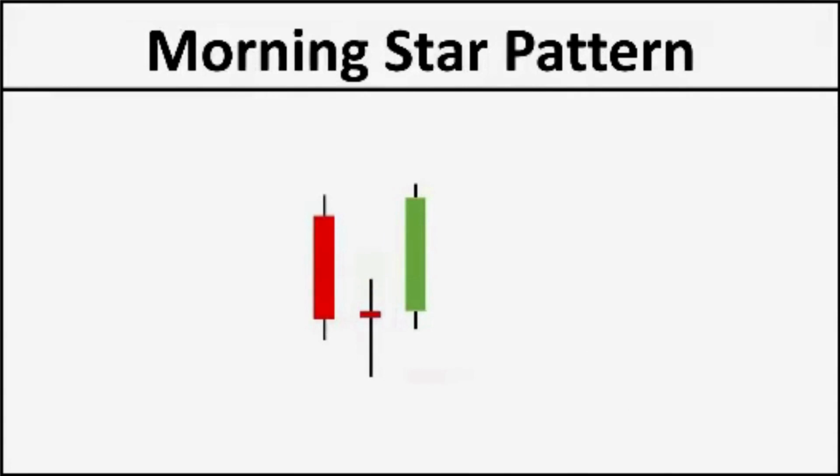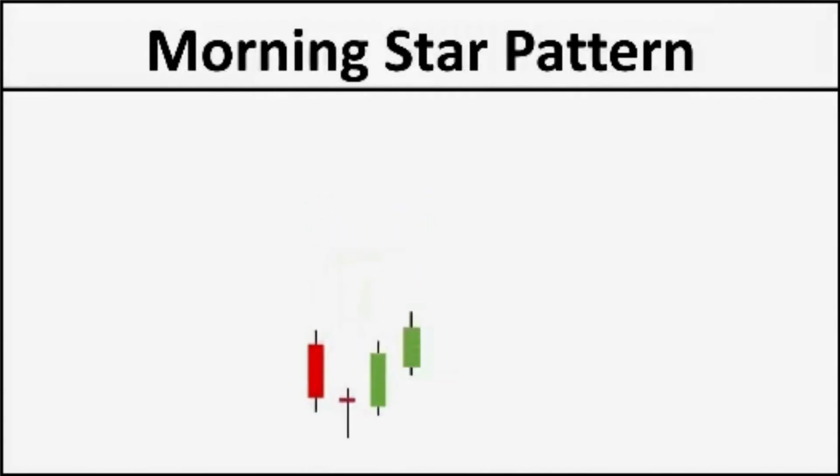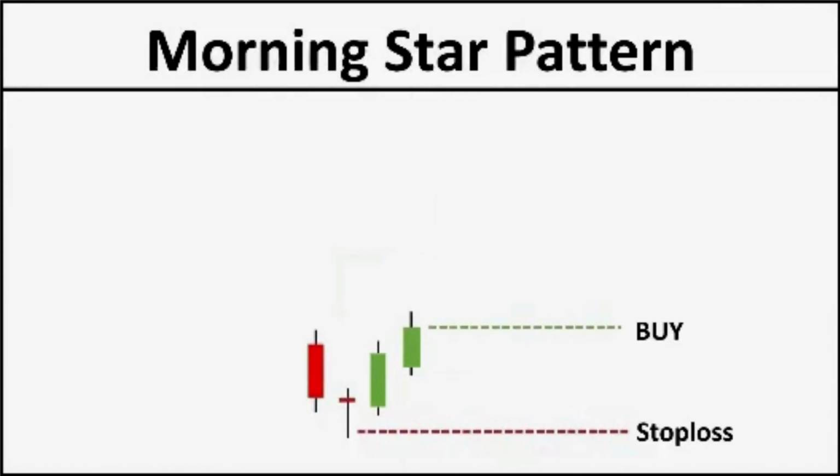In the case of the morning star pattern, you will look for buying the stock on the candle which is formed just after the pattern. You see on your screen, that's where you will look for buying the stock, and you will place the stop loss just below the low formed at the doji.